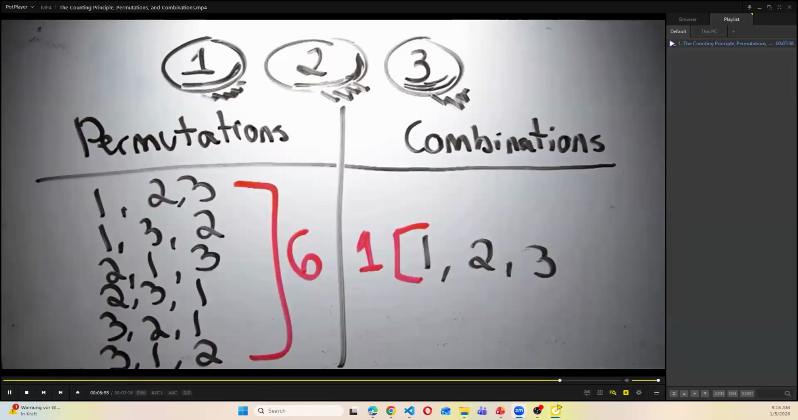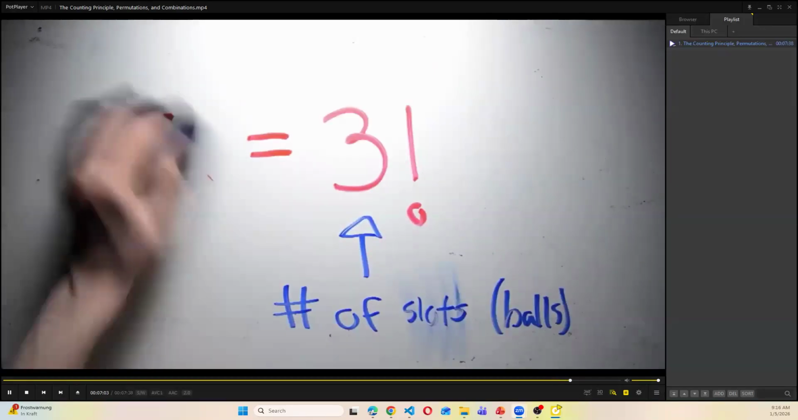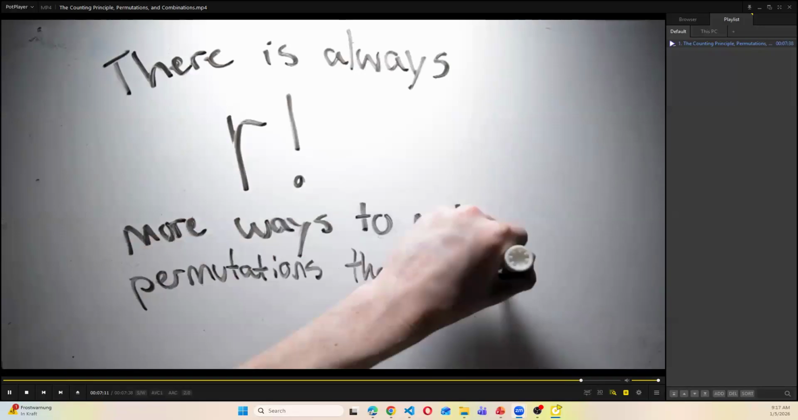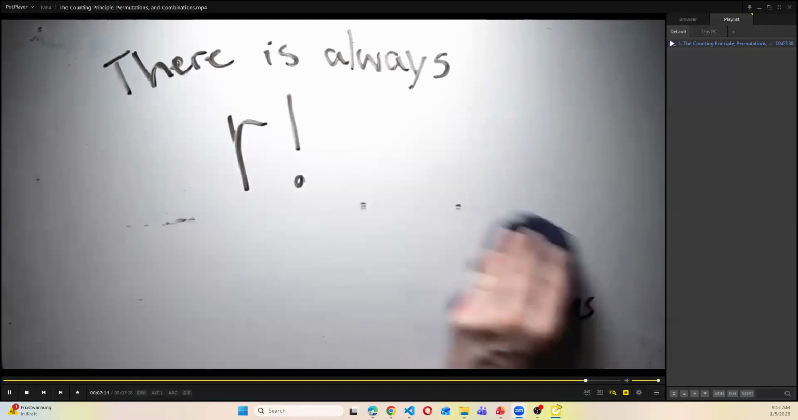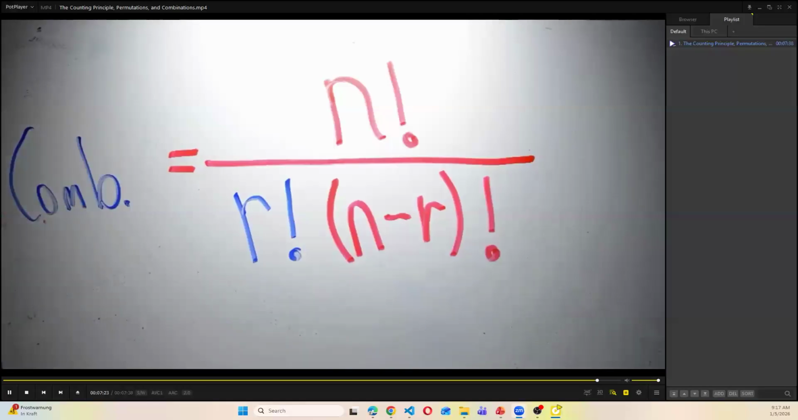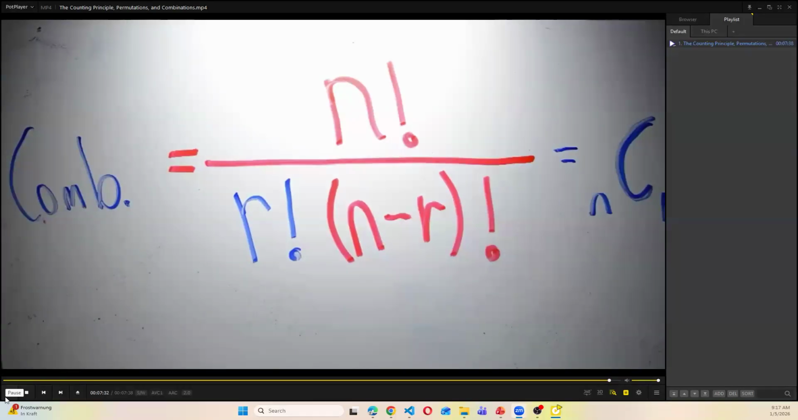Where did the 6 come from? Well, we started with 3 balls. If you take 3 factorial, you get 6. This works for any example. There are always r factorial more ways to make permutations than combinations, where r is the number of times we choose, or slots. So if we divide the number of ways to make a permutation of something by r factorial, then we get the number of ways to make combinations of it. And that's our formula for combinations without repetition. Just divide by r factorial. As for notation, it's the same as before, only with a capital C instead of a P. And that's really all there is to it.